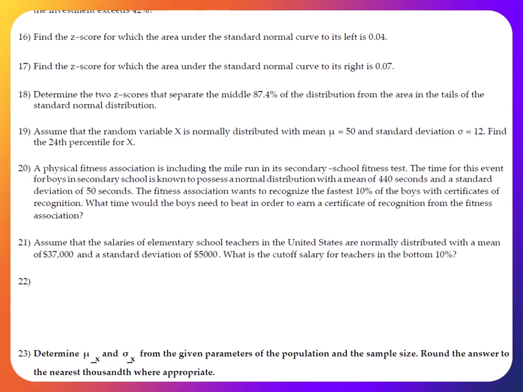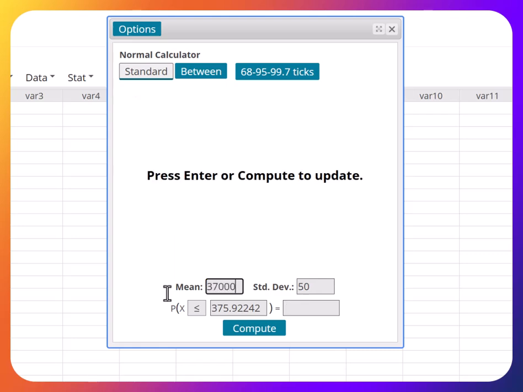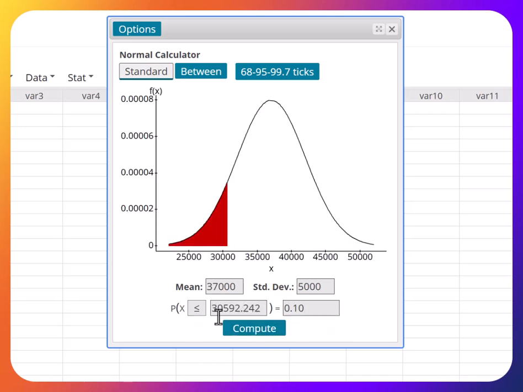So we have the mean 37,000 and standard deviation is 5,000, and the area at the bottom 10% is going to be here, 0.10. And notice, guys, as I start typing in this box, this becomes empty and ready to populate in a second. So any teacher who receives a salary of 30,592 or less is considered bottom 10%.